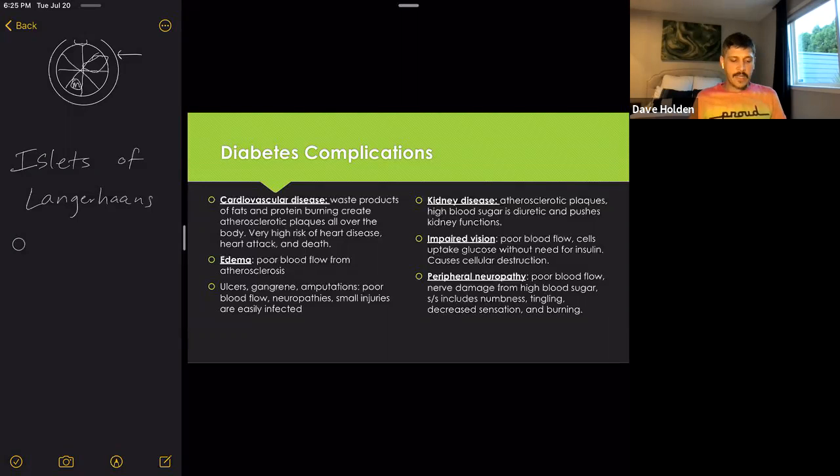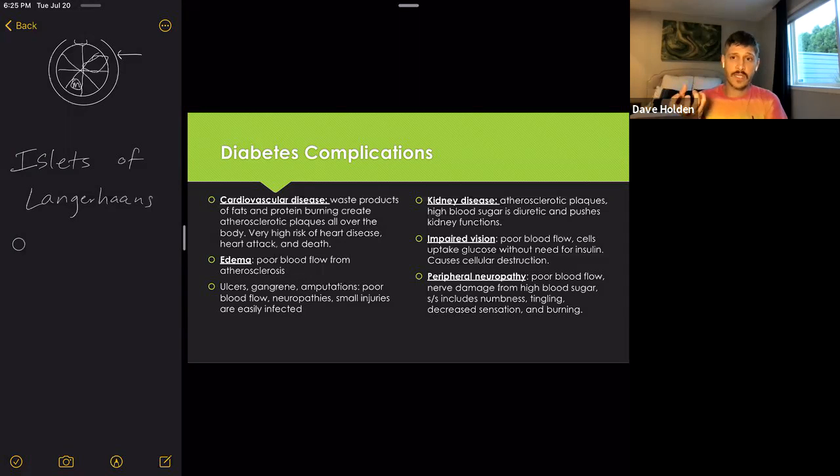All right. Diabetes can lead to several complications. One of the more common is cardiovascular disease. The waste products of the fat and the protein burning start to create plaque in the blood. The plaque starts to cake on the inside of the blood vessels, leading the blood vessels to become hardened. Now you have atherosclerosis. Very high risk of heart disease, heart attack, death, right? You don't want to go hardening blood vessels.